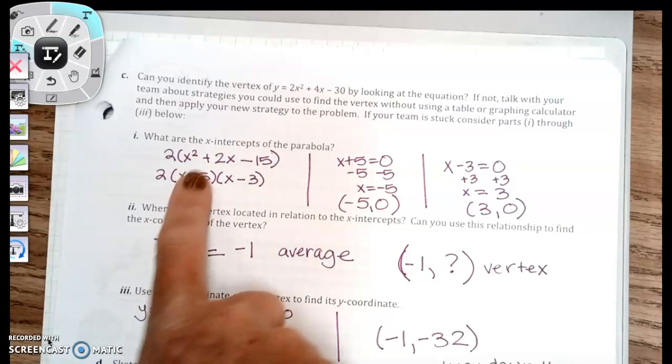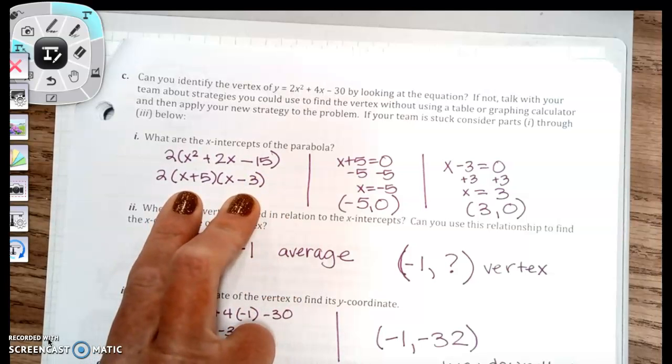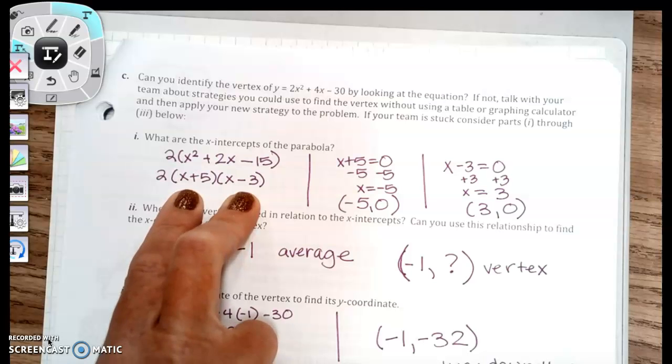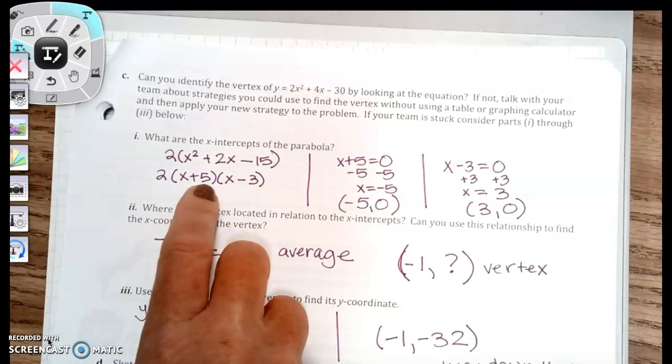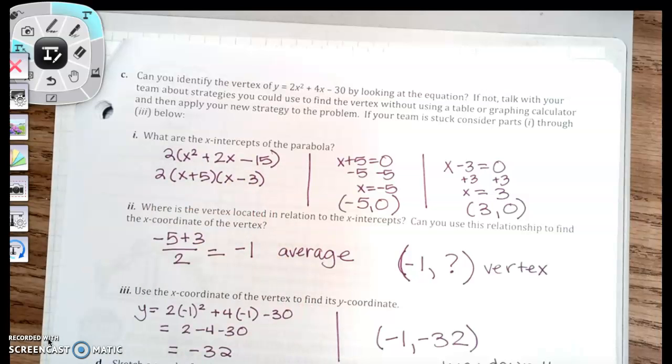Then you're going to take the x squared plus 2x minus 15, and you can factor it to (x plus 5) and (x minus 3). Okay? This is called completely factored, completely simplified.